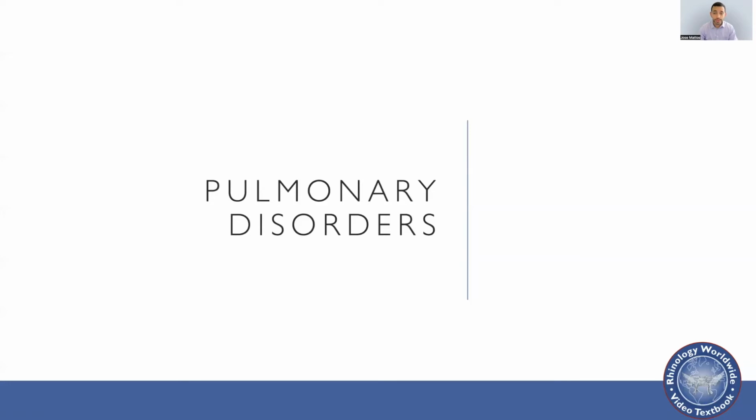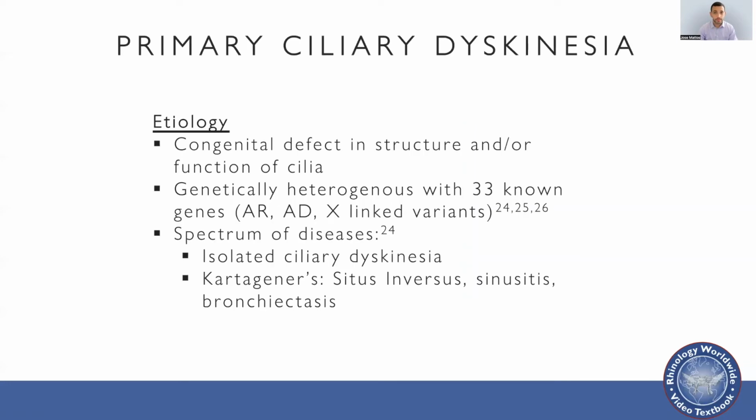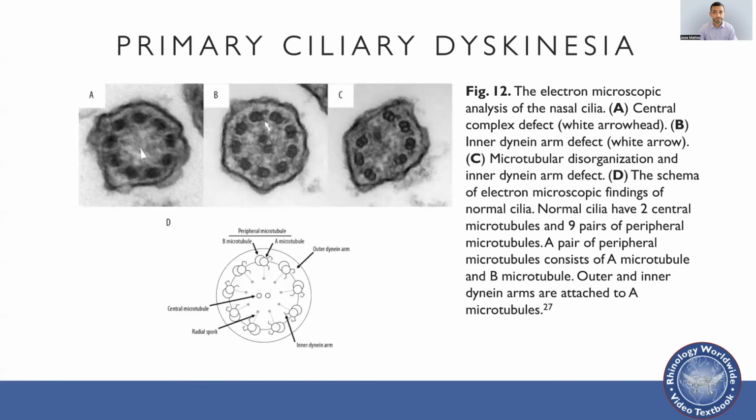Okay, let's move on to pulmonary disorders. Now, primary ciliary dyskinesia is a congenital defect in the structure and/or function of the cilia. It's genetically heterogeneous with 33 known mutations, and it really is a spectrum of disease that can vary from isolated ciliary dyskinesia to cardiogenic syndrome with situs inversus, sinusitis, and bronchiectasis.